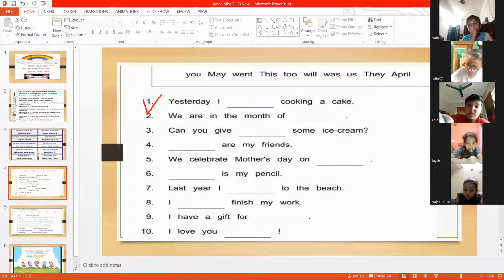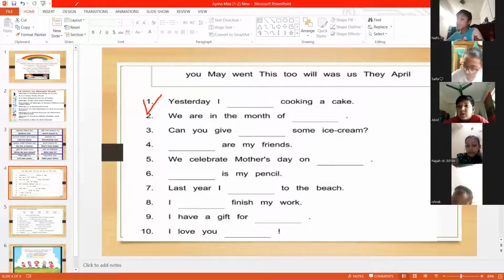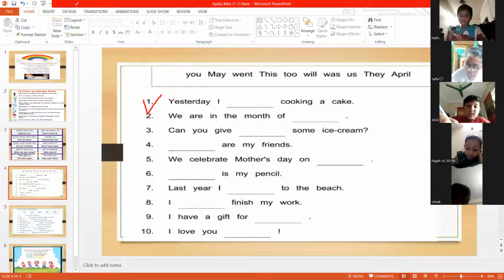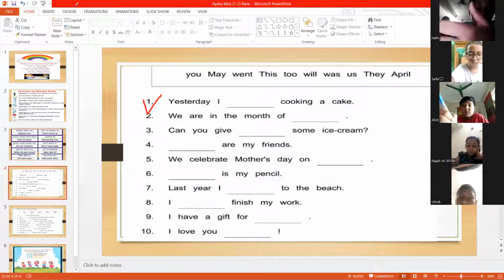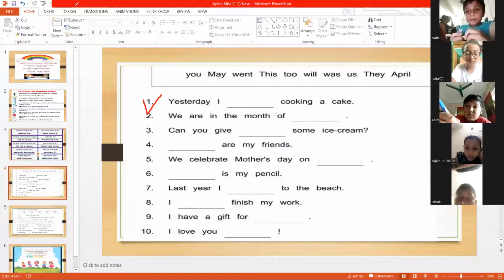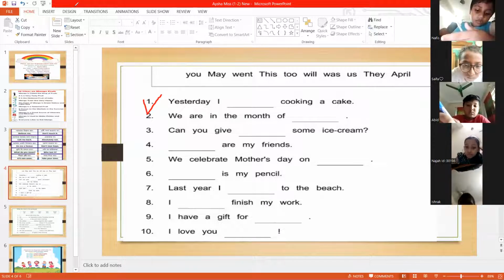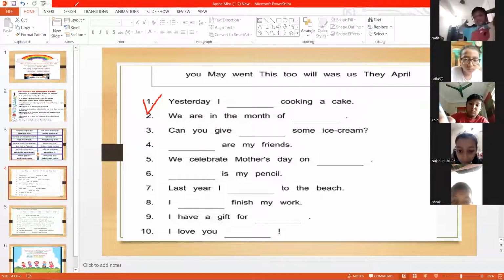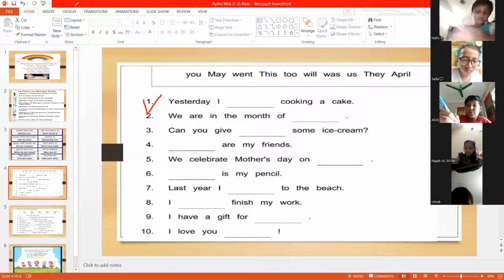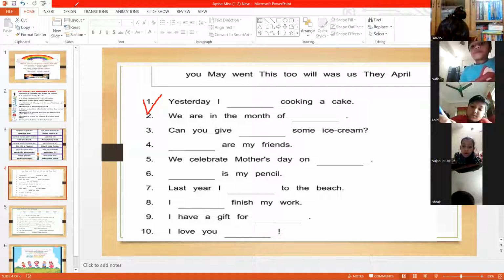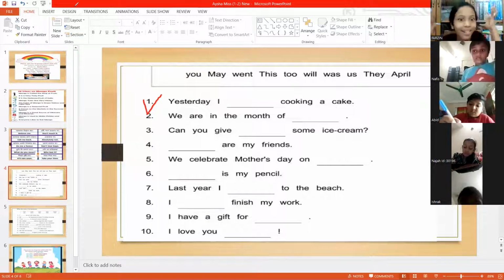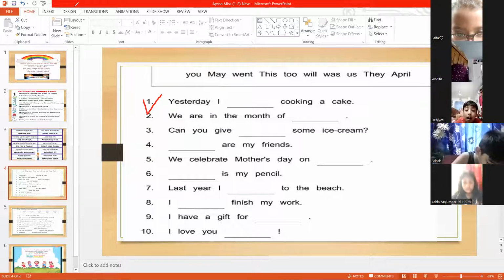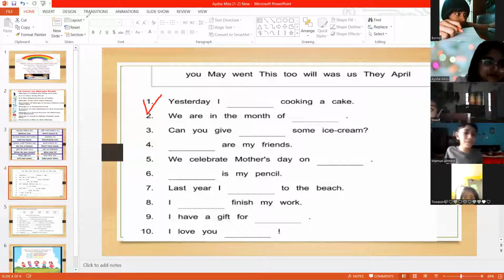Okay. Only number and answer. Only number and answer. Do hurry. Only number and answer. I say number one, number two, and answer. Number three, number four, and answer. Just number and answer. Okay? I am saying again, number and answer. Don't need to write the sentence.